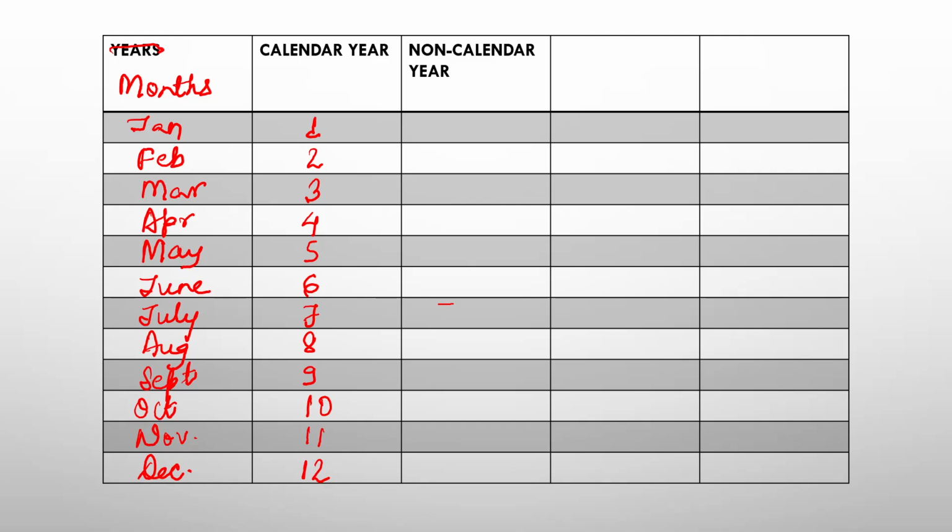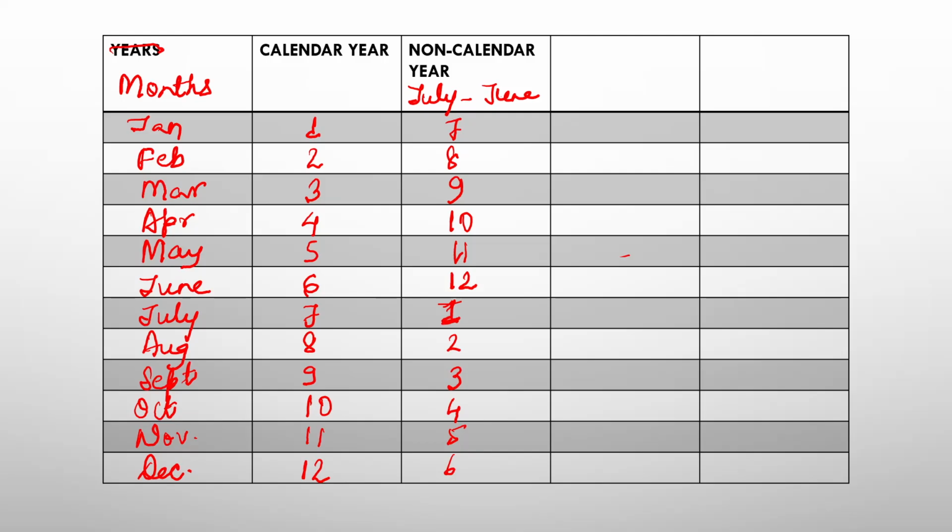But in case we follow a non-calendar year, say I take the example of July to June. Let's say our non-calendar fiscal year is July to June. In this situation, July will be the first month, the first period. August will be the second period, and similarly the rest of the periods will follow, right?